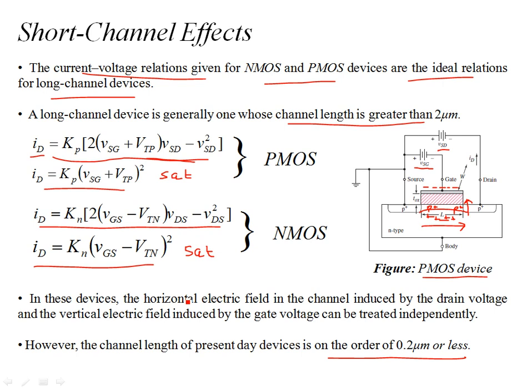In these devices, the horizontal electric field in the channel is induced by the drain voltage, and the vertical electric field is induced by the gate voltage. For long channels, you can treat them independently. There is no interference. But if the channel length is short, like 0.2 micrometers or less, they do interfere. So the first parameter that is going to change is your threshold voltage. The threshold voltage in PMOS and NMOS will become a function of the channel length.